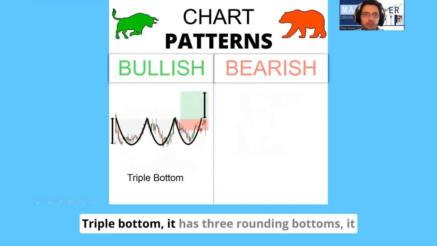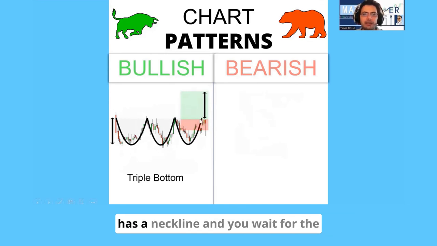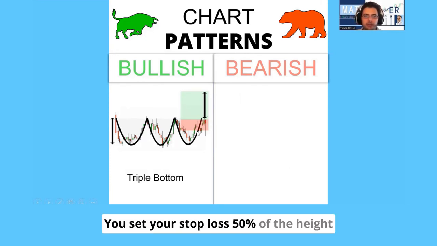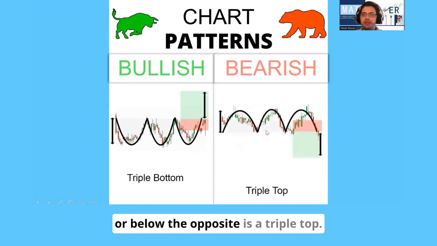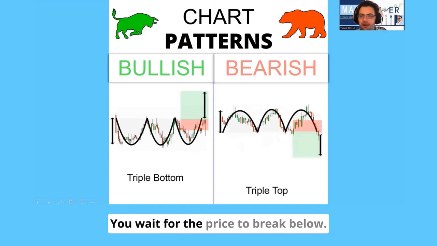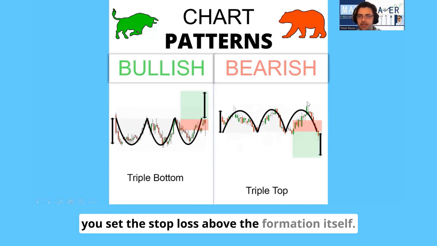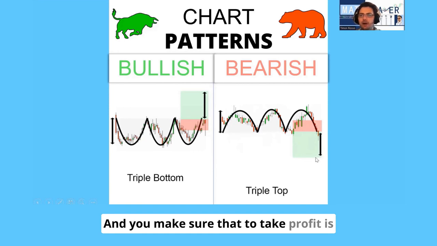Triple bottom, it has 3 rounding bottoms. It has a neckline, and you wait for the price to break above the neckline. You then hold on. You set your stop loss 50% of the height or below it. The opposite is a triple top. You wait for the price to break below. You set your stop loss 50% of the height, or you set the stop loss above the formation itself, and you make sure that the take profit is 2 times of what you're willing to risk.